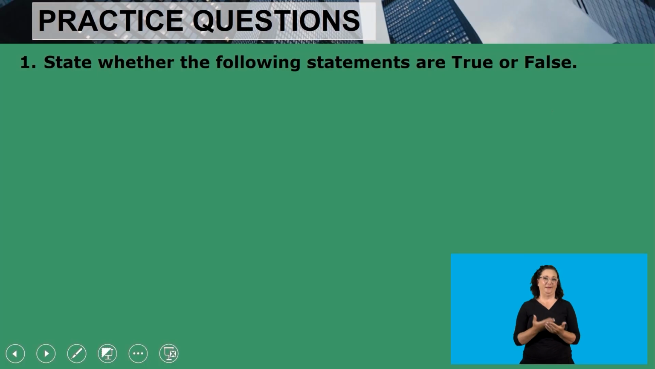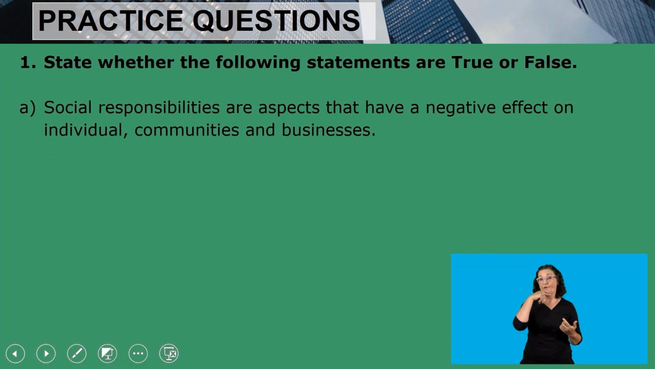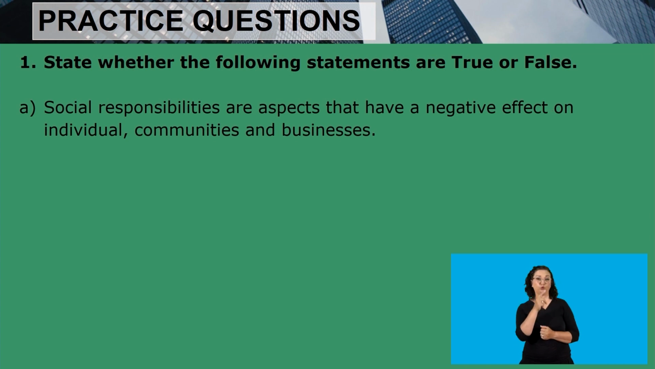Our first practice question says, state whether the following statements are true or false. Social responsibilities are aspects that have a negative effect on individuals, communities, and businesses. So we read the statement and then we identify whether the statement is true or false.